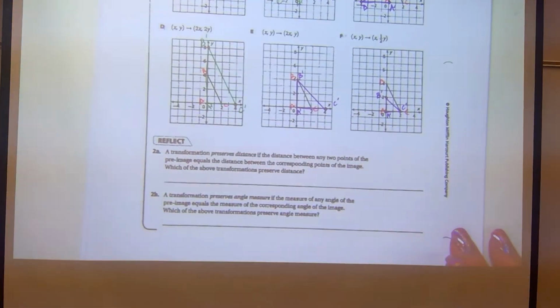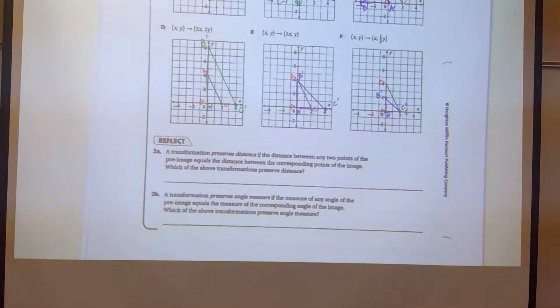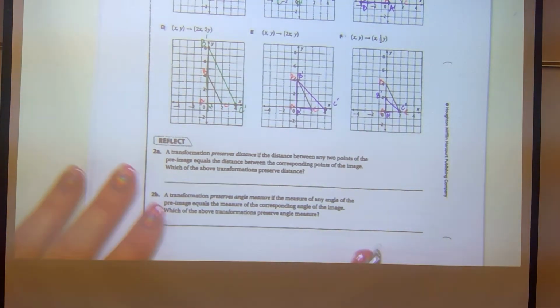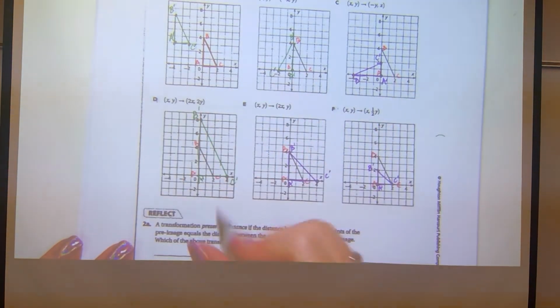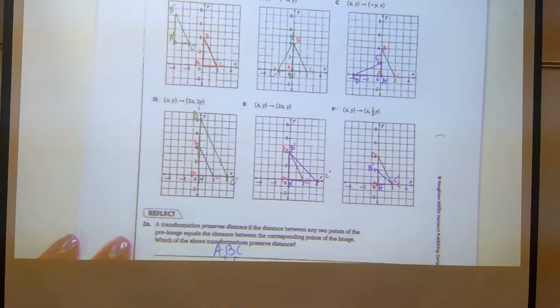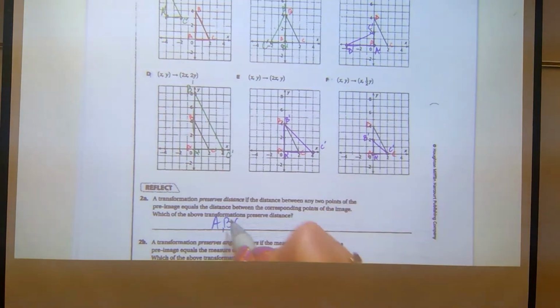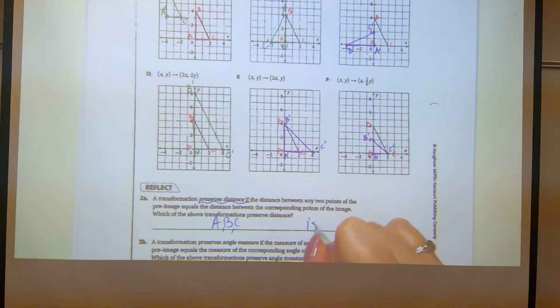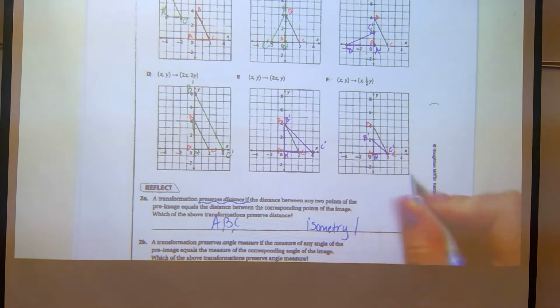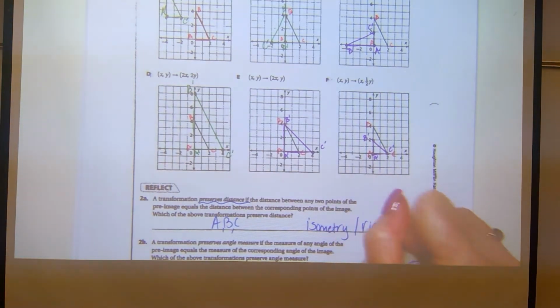And then let's do this reflection down at the bottom. It says a transformation preserves distance if the distance between any 2 points of the pre-image is equal to the distance at the corresponding points of the image. Which of those transformations that we did preserves distance? Well, for A, B, and C, the distance is preserved horizontally and vertically. Now we are going to call this, when we preserve distance, an isometry, which is another name for a rigid transformation.